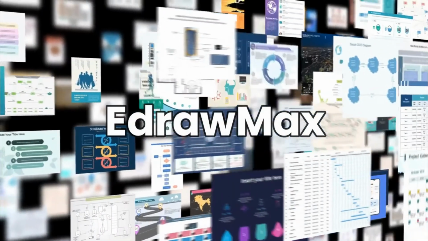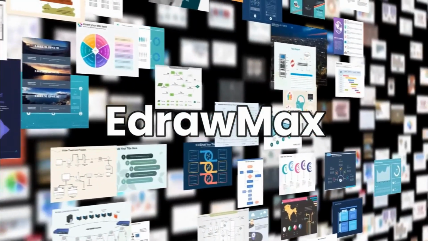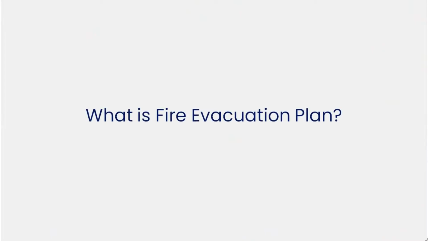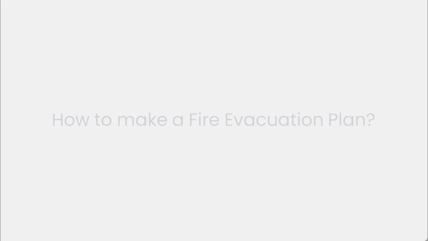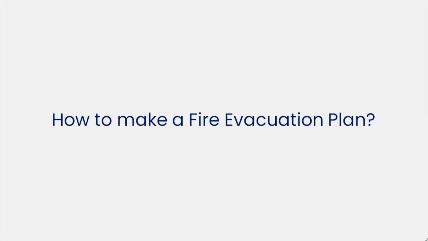In this video, we're going to show you how to make a fire evacuation plan. Before we begin, let's understand what a fire evacuation plan is. A fire evacuation plan is a scaled drawing of a structure, room, or floor with emergency fire exits clearly marked, as well as the paths people should take to find the closest exit. Now let's learn how to make a fire evacuation plan.